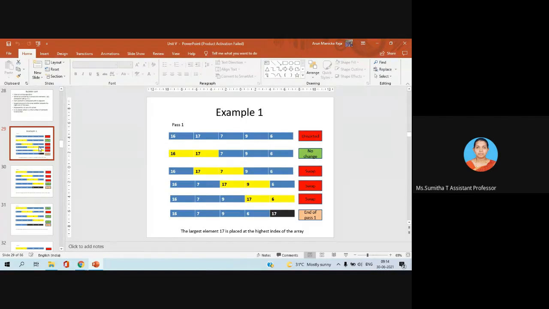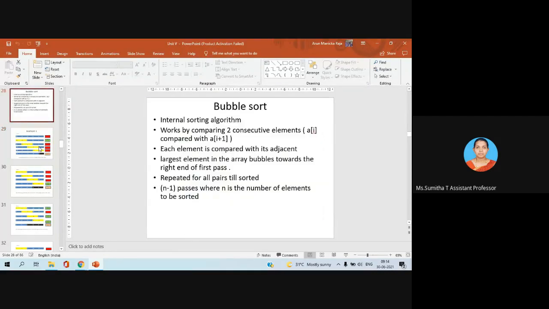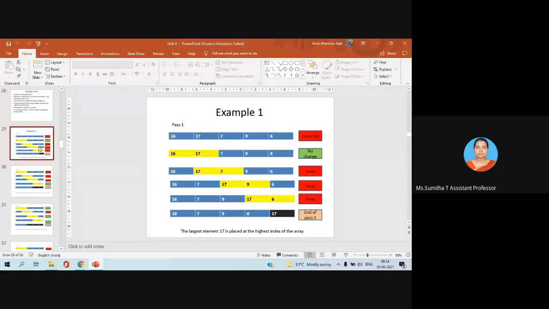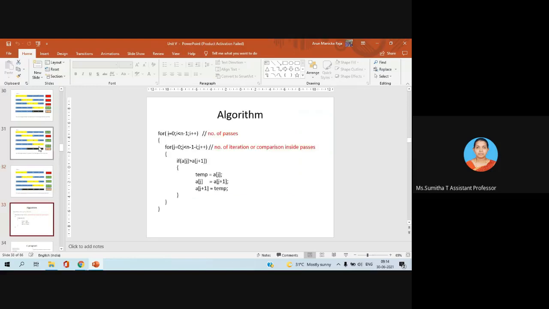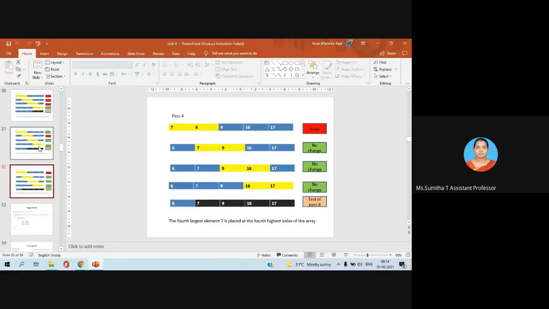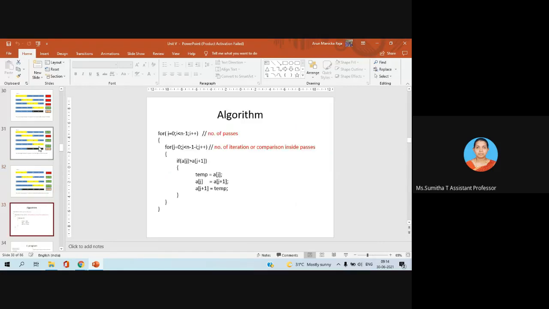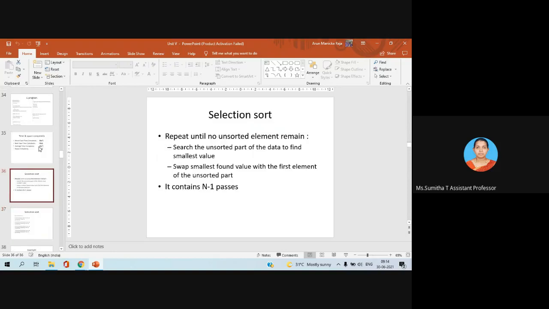In the case of bubble sort, how many passes do we have to take? N minus 1 passes. Here we have 5 elements, which means we go with 4 passes. In pass 1, at most we can conclude with one element, the highest one, arranged on the rightmost side. This is the way we do pass 2, pass 3, pass 4. After pass 4, the elements will be ordered in ascending order. This is the algorithm for that, the C program, and the complexity.